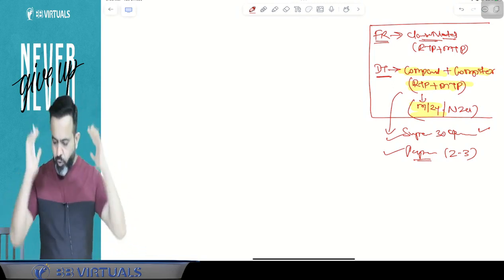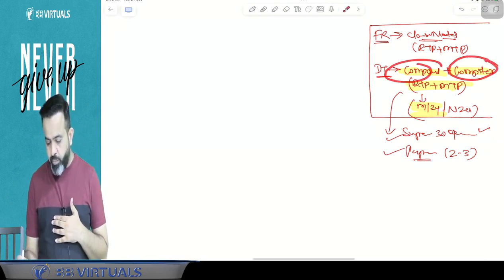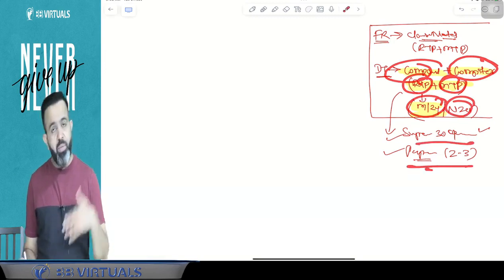So for the direct tax, what do you have to follow? You have to just follow the Compact. You have to follow the Compiler, RTP, MTP for your examination, and the Super 30 questions and paper I will upload.